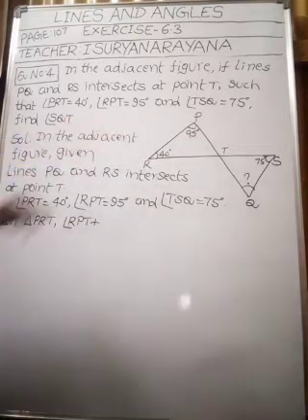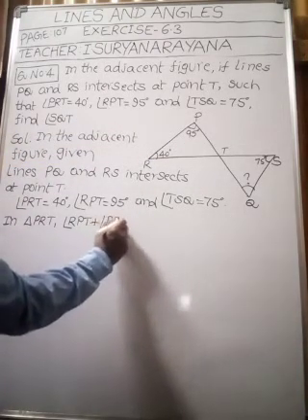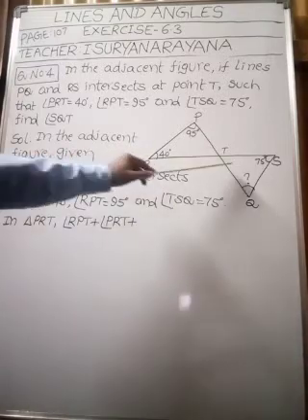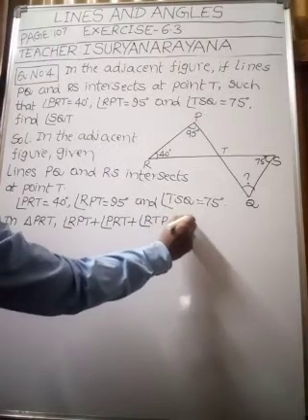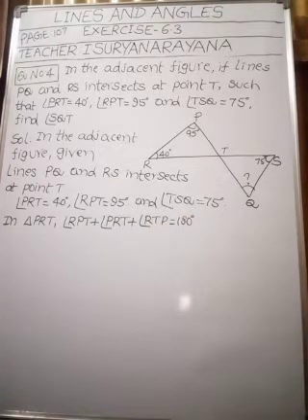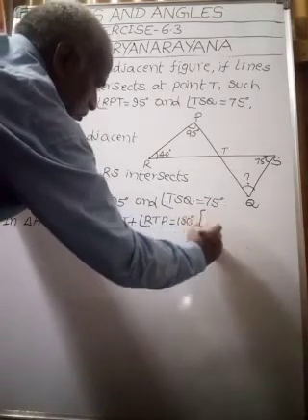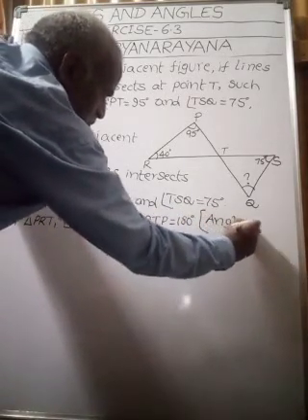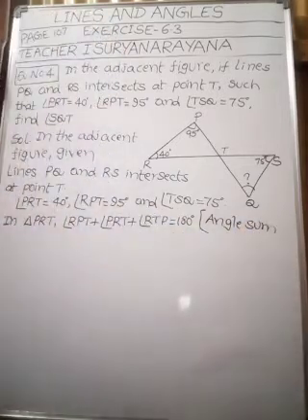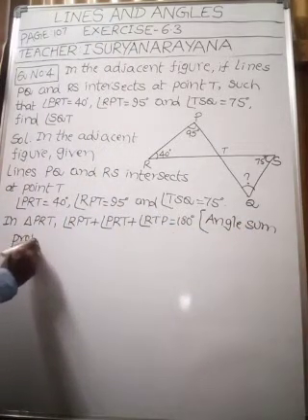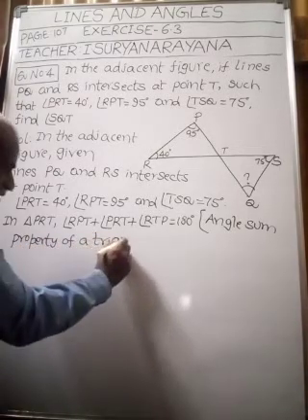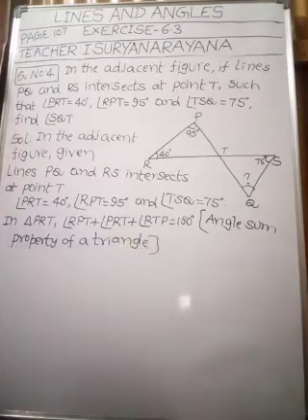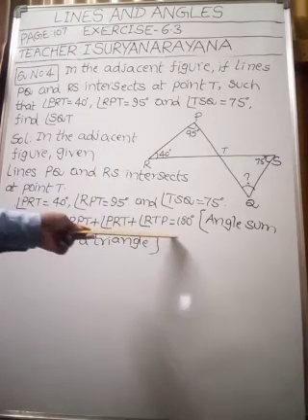plus angle PRT plus angle RTP is equal to 180 degrees, because we used here the angle sum property of a triangle. By using the angle sum property of a triangle, we wrote this step. Understood this step, my children?